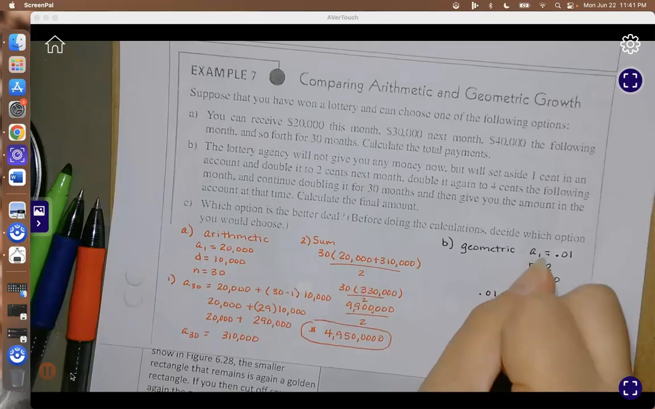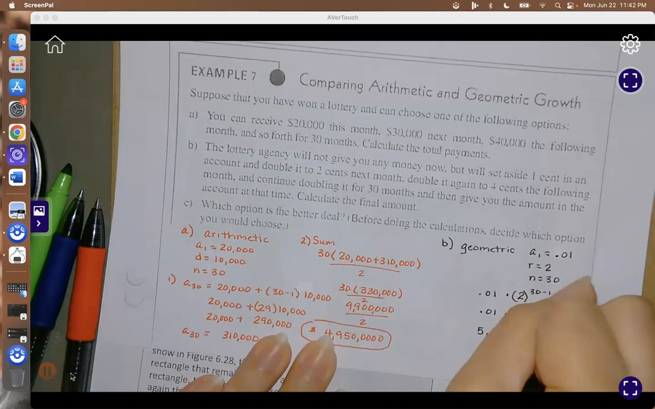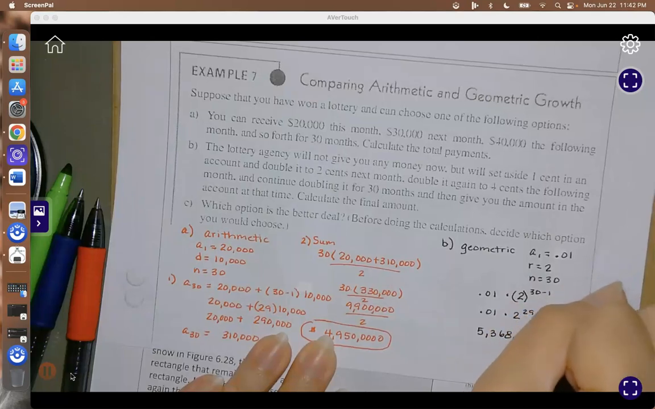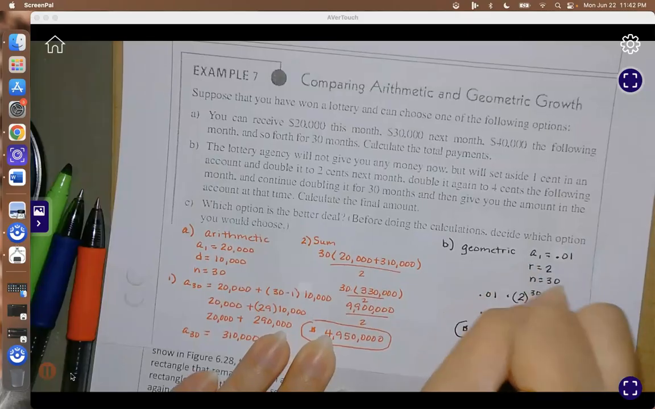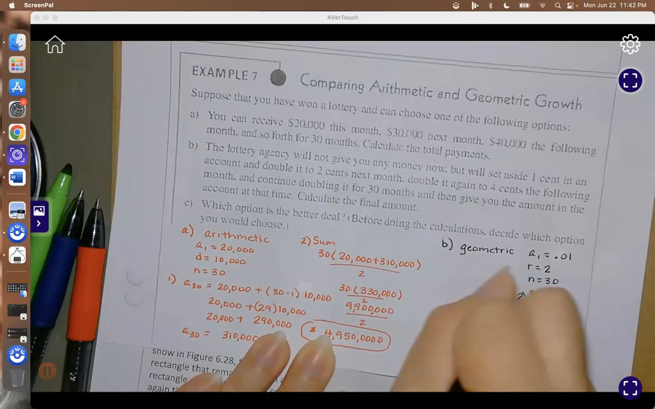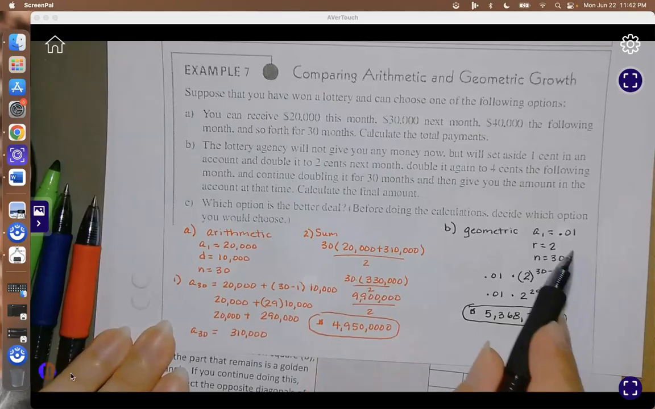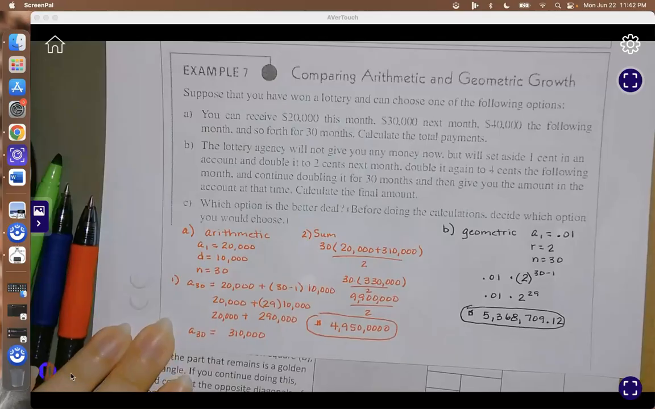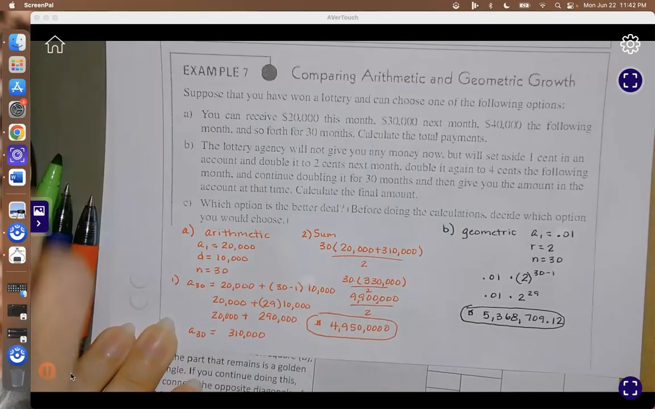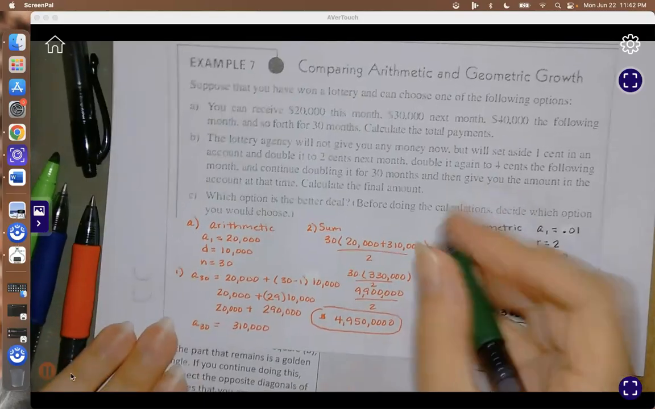And that's going to give you 5,368,709.12. So if they pay you 1 cent a month the first month and double it every month for 30 months, it's actually a better deal. So they ask you and see which is the better option.